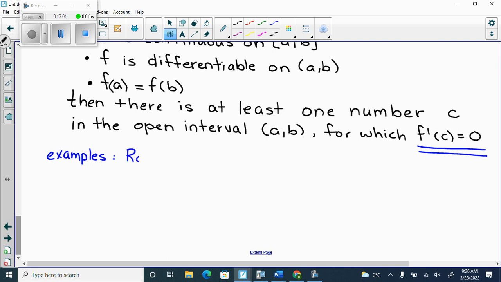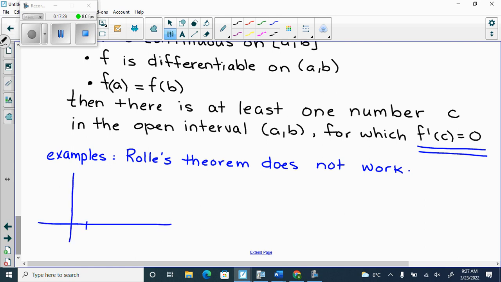This is where Rolle's theorem does not work. You're going to tell me which of these bullets is why it doesn't work. Sometimes it's more than one. Sometimes it's just one bullet. So if one bullet doesn't work, like it's not differentiable, done. Right? Okay. So this is going to be my first example. So this is going to be my A. This is going to be my B.